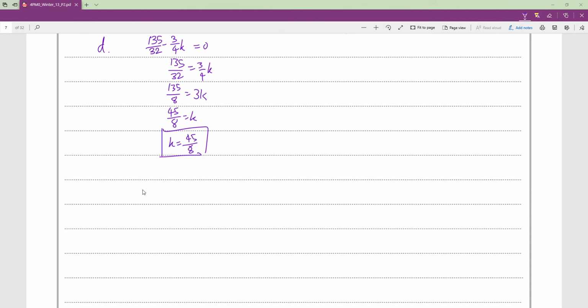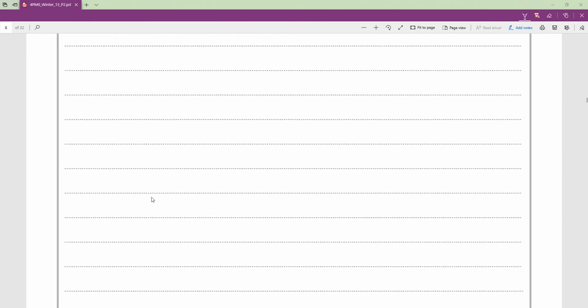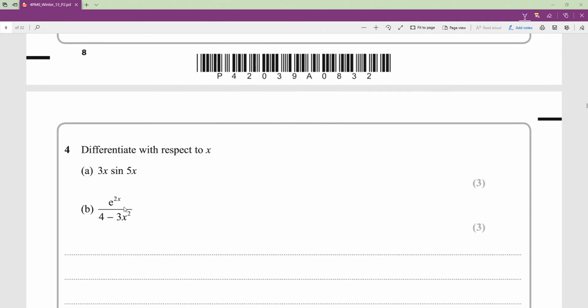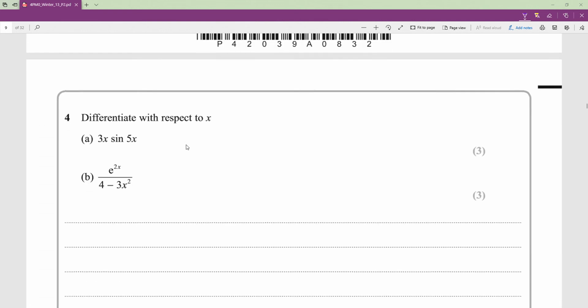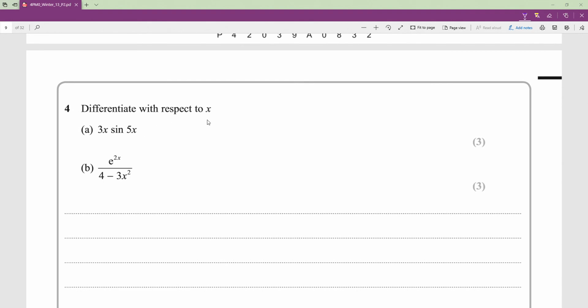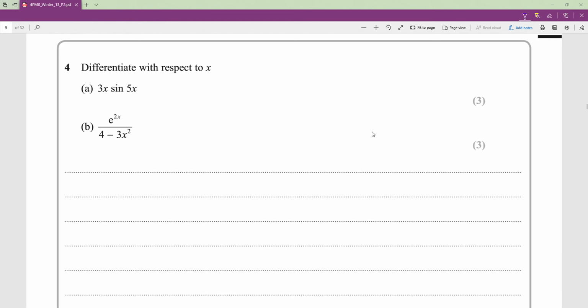I'll write that down, 31 minutes in. Into Further Pure and Chill, and they give you this formula book. Differentiate with respect to x, 3x sine 5x. Okay, these are quite methodical questions, and you would be able to do them quickly if you are good at applying the product rule and quotient rule that you have learned. So, let's take a look at this.